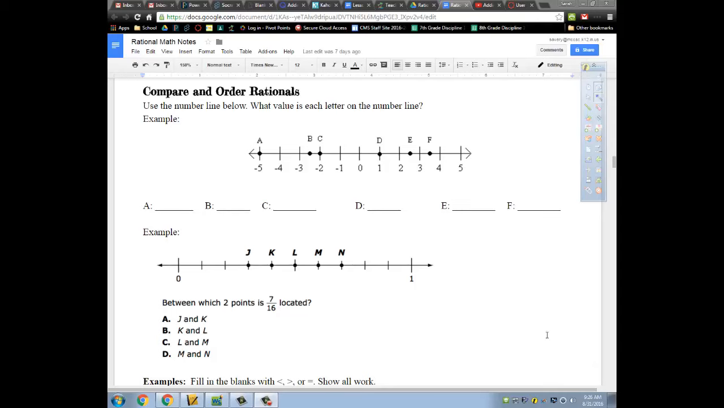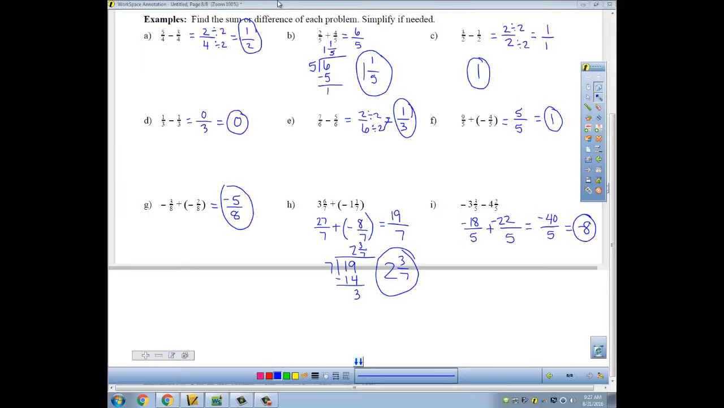Today we're going to be working on comparing rational numbers, so looking to see if they are larger or smaller or equal to other numbers. And we're going to also put them in certain orders, whether it's least to greatest or greatest to least. So the first thing that I wanted to talk about was how to properly read a number line, especially with the negatives, because some people mess this up.